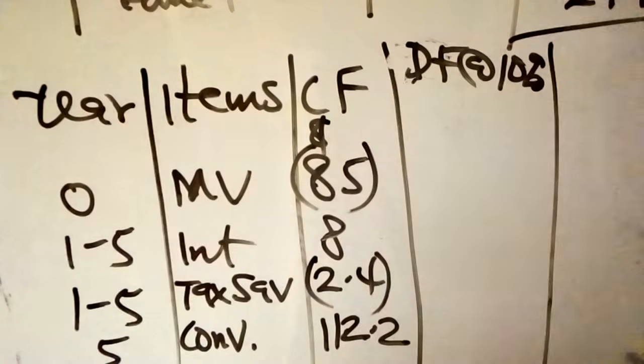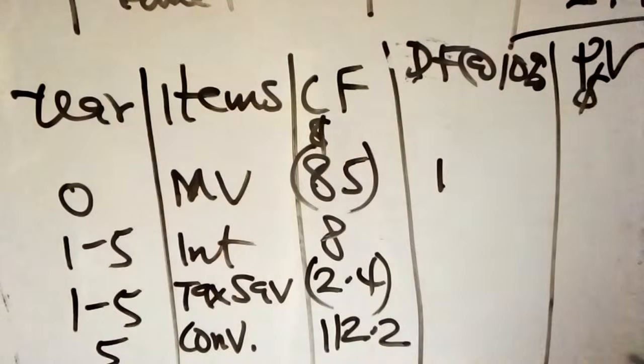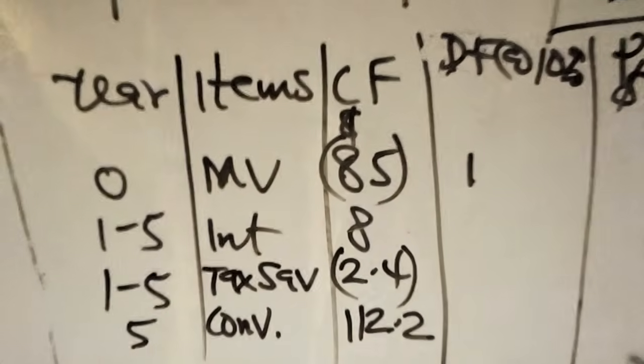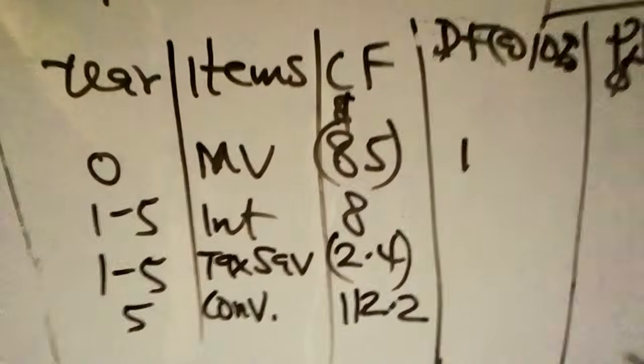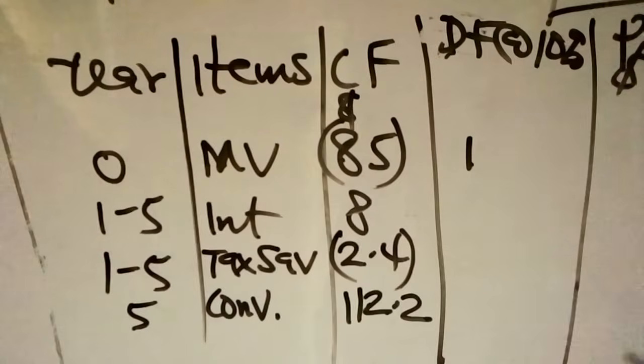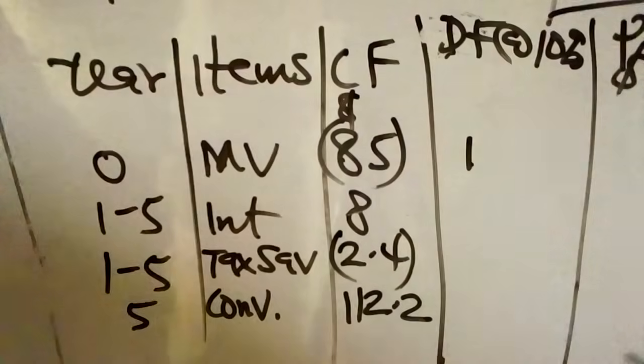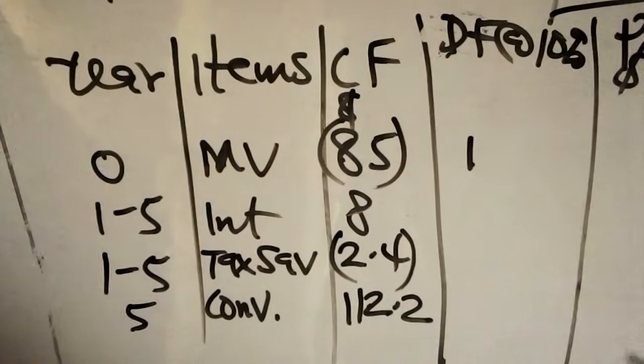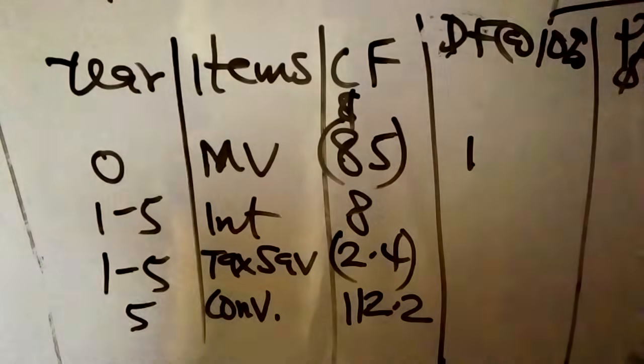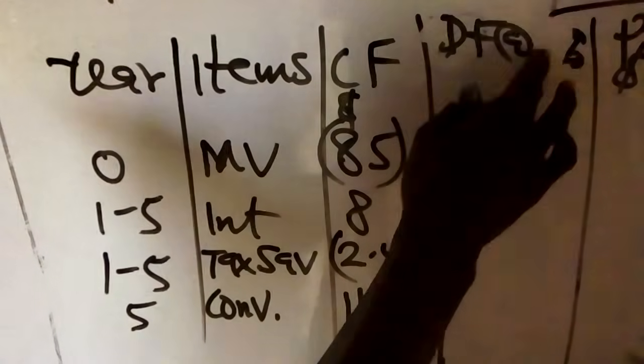So now let's try 10%. We need a negative NPV. So let's try 10%. What will be the cumulative discount factor using the annuity formula I've given? Okay, 10% might not be negative. Let's try 14%.